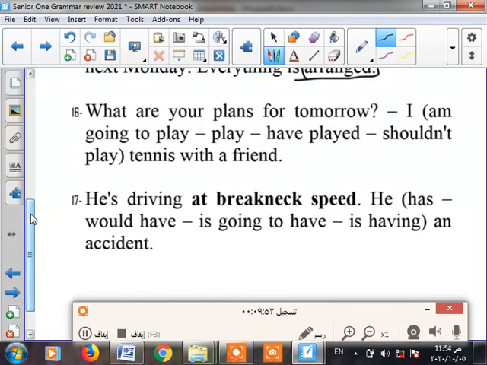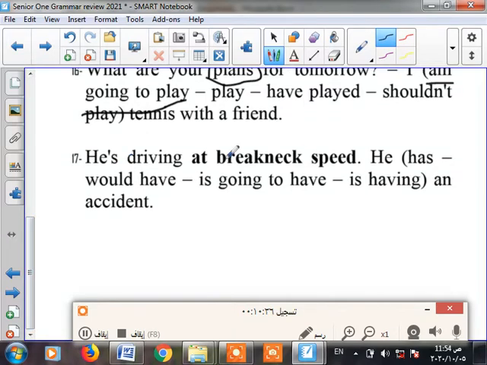16. What are your plans? And draw a circle around the word plans. What are your plans for tomorrow? When we have the word plan or decide or intend, which form of the future are we going to use? Will or going to, or the present continuous, or the present simple? Of course we're going to use going to. So, what are your plans for tomorrow? I am going to play. Okay, so whenever you find the word plan or decide or intend, you have to use going to.